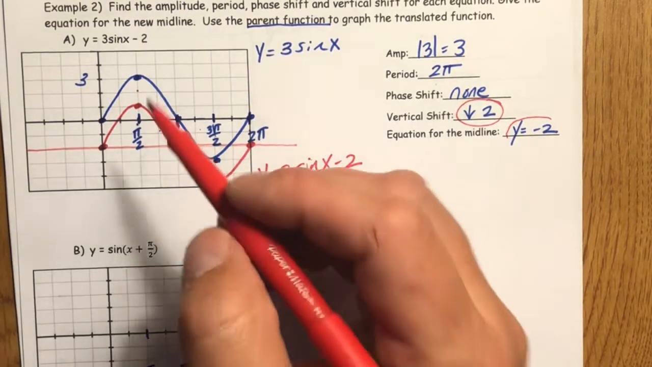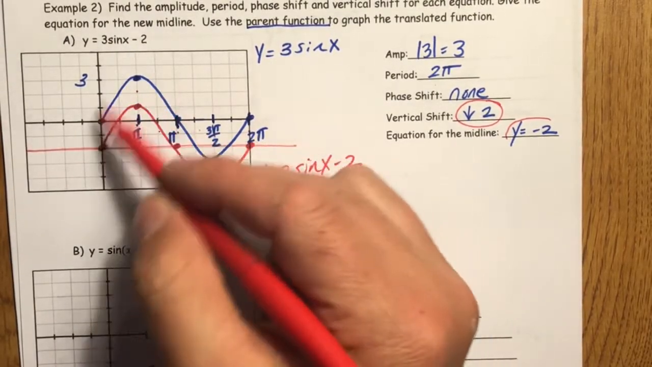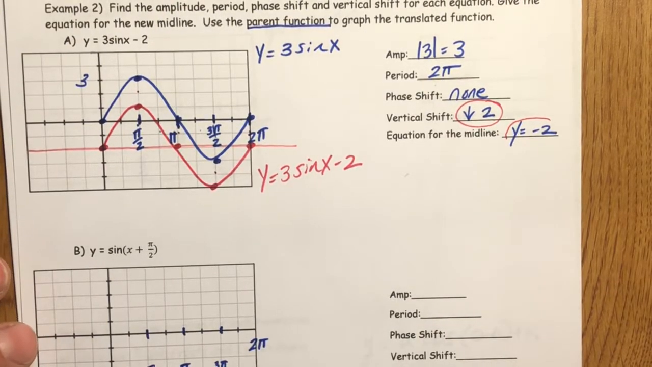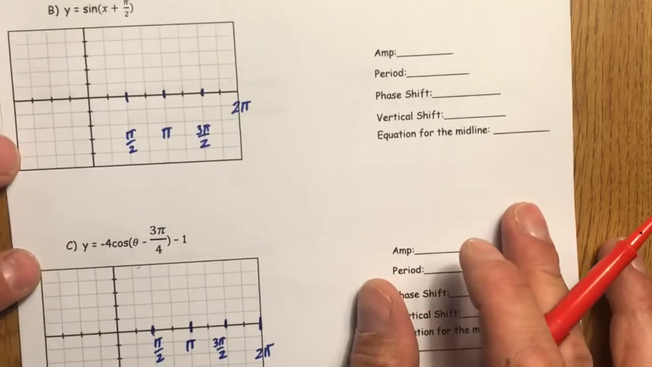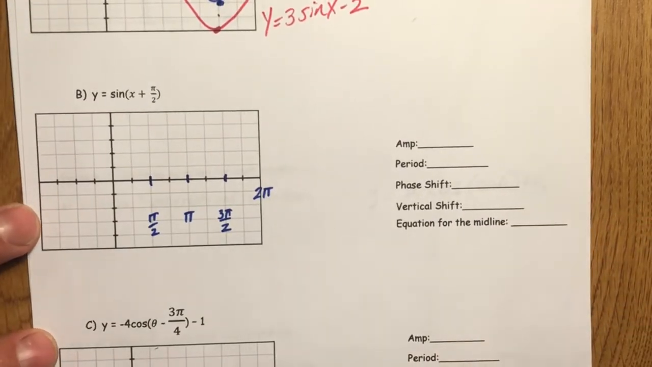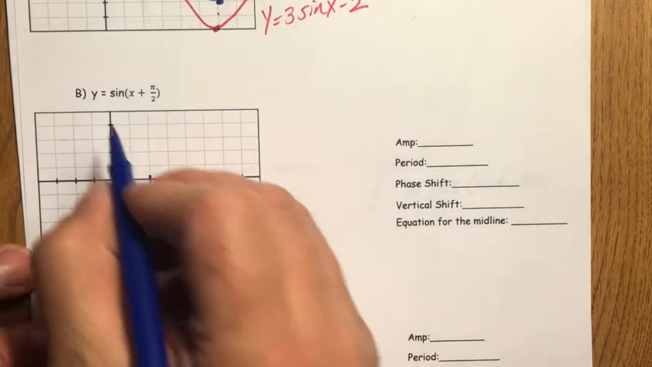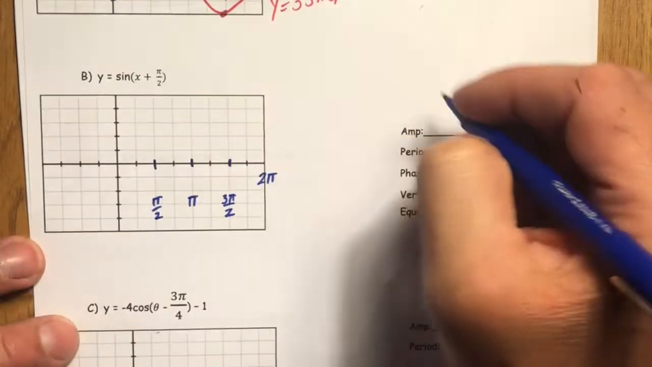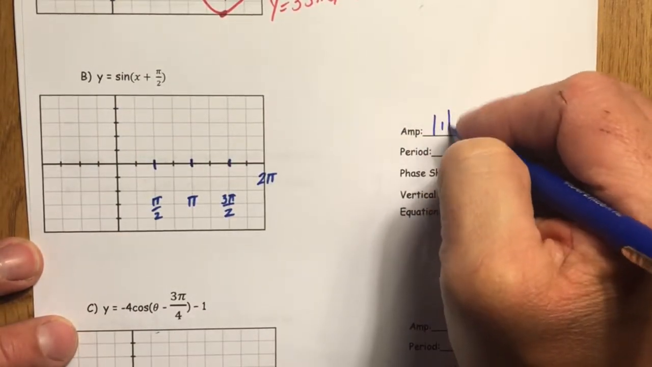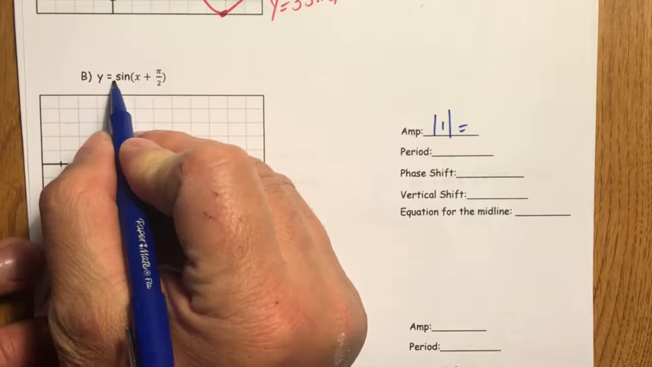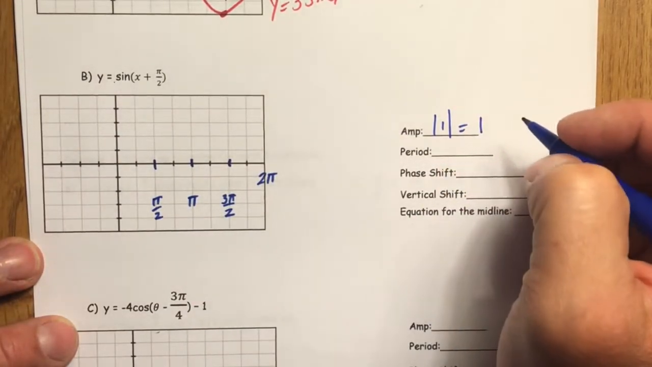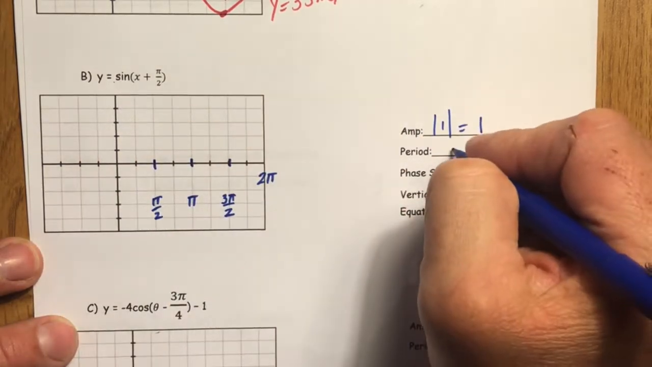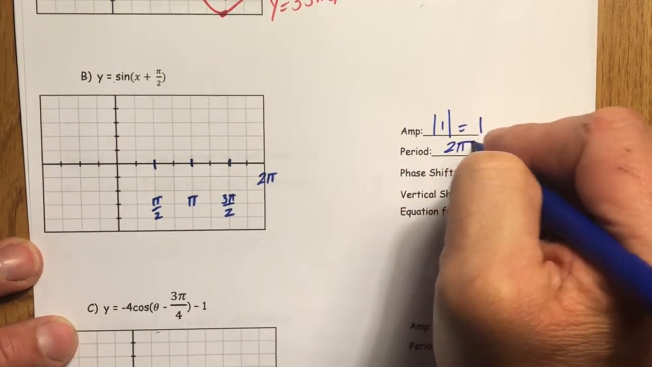So the big part of this is knowing how to draw the blue line, the original parent, and being able to apply that translation. Okay, awesome. Let's try the next one. We'll do the same thing. Let's list all of our important information here. My amplitude in this case is the absolute value of 1, which is just 1. The period, again, is in front here. It's a 1, so it's 2 pi.